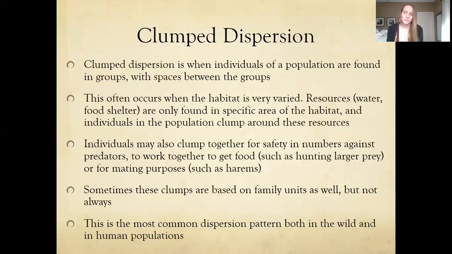Sometimes these clumps can also be based on family units, but it's not always related individuals that clump together. This is the most common dispersion pattern in the wild and in human populations. Think of the fact that we organize in towns and cities and stuff like that.